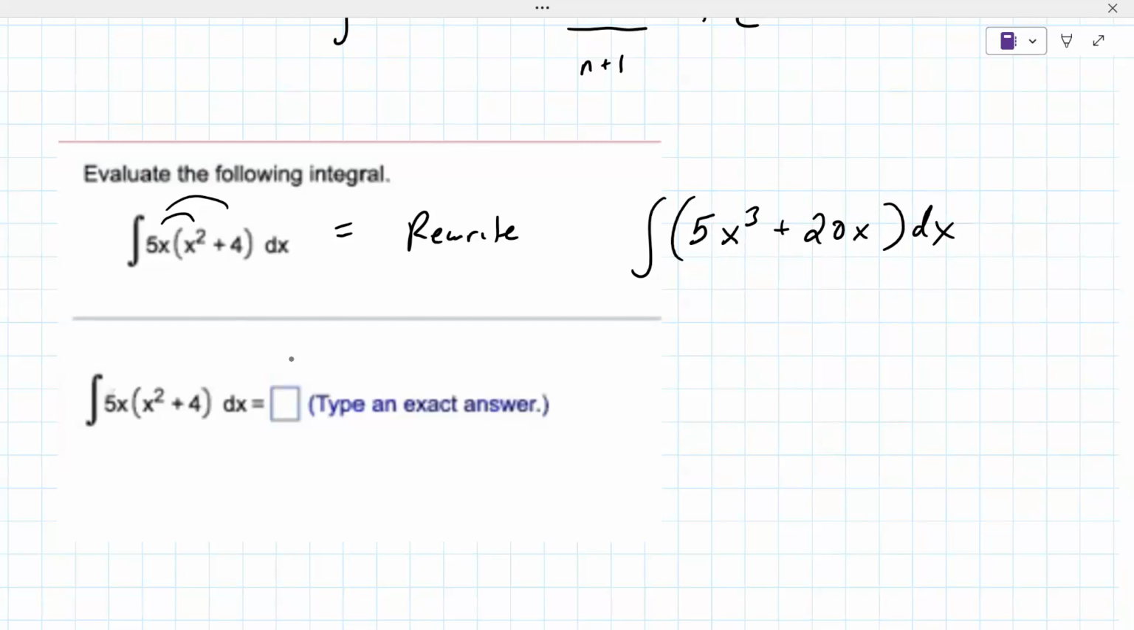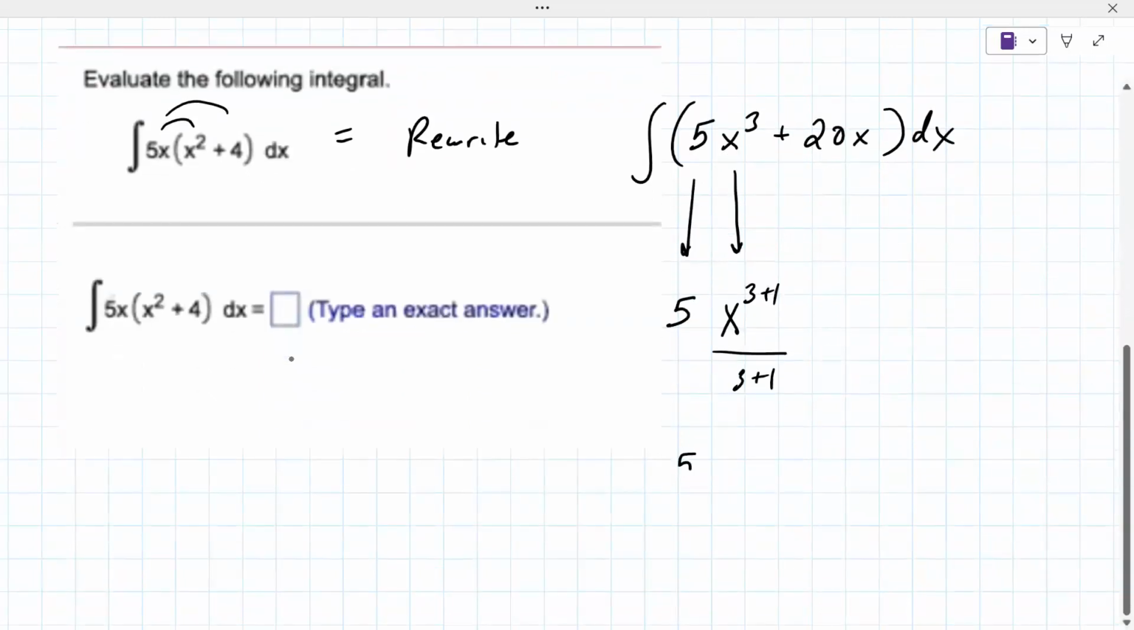Okay. Now the antiderivative, let's start with the x cubed. You add 1 to the exponent and divide by the new exponent. And then this 5 also comes down. So you can see that it becomes 5 over 4 x to the 4th.